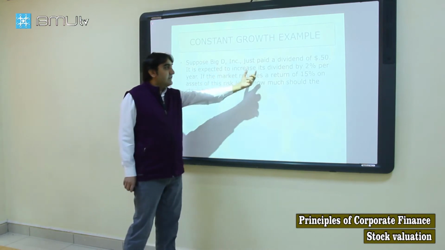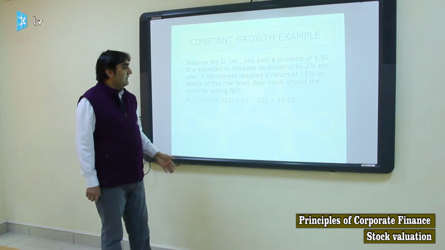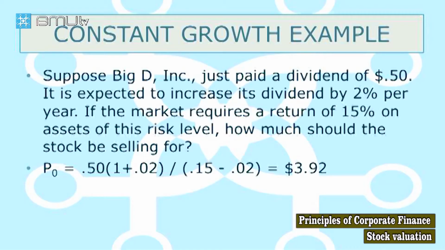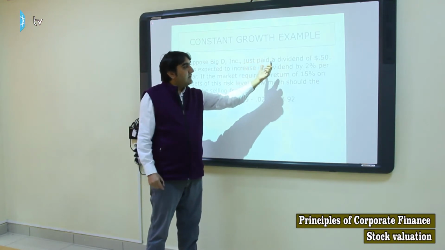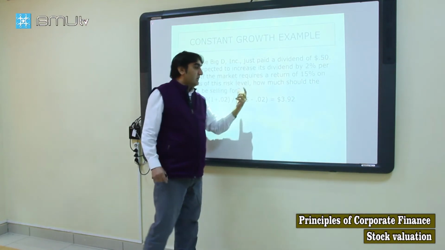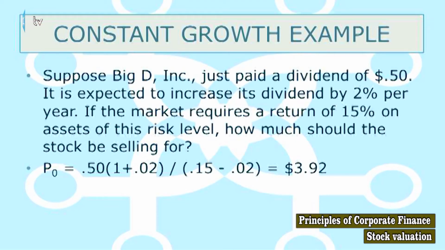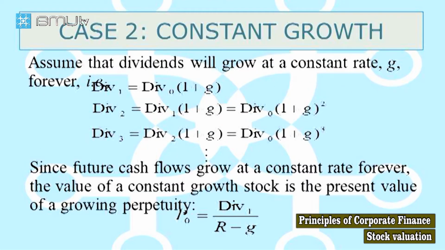Again, we see that this is a growing perpetuity, and the present value of these cash flows is, as in our formula, dividend 1 divided by R minus g. This 0.5 is the just-paid dividend, that is, the dividend at time 0. But in our valuation, we take the next period's, the expected dividend. So we increase this by the growth rate: 0.5 times 1 plus the growth rate. This is dividend 1, divided by R, the required rate, minus the growth rate. This is 3.92. Again, in our formula, this is dividend 1, the next period's, divided by R minus g.